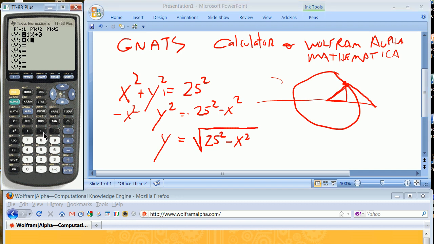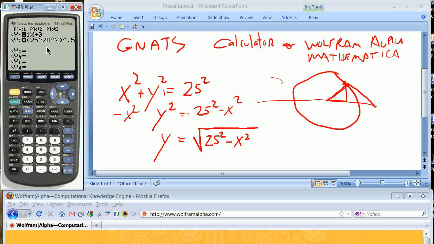Open parentheses, 25, if you would, caret squared minus x squared, close the parentheses to the power of 0.5, because the square root is something to the 0.5 power. And now when you hit graph, you should see a portion of that circle, though it looks a little odd here. And we're going to go back to y equals the square root of 25 squared minus, if you notice there, that's what I messed up. You're kind of visually looking at it, that should be a minus there.